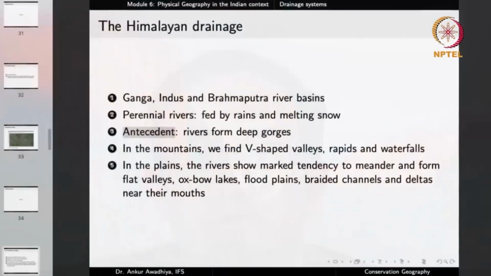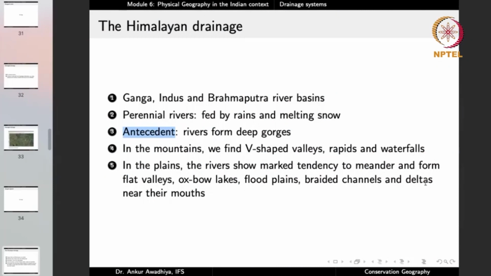All of the sediments that the rivers carry with them in the upper areas where they have a high velocity are later on deposited when the rivers enter into the plains. And when the rivers enter into the plains, they deposit these sediments, and whenever there is a deposition, the rivers will change their course. And so these rivers meander a lot.